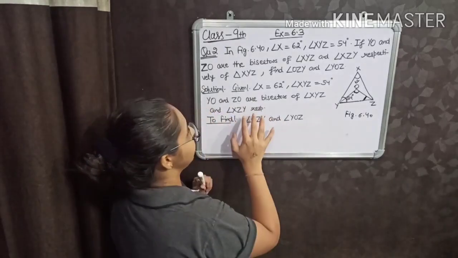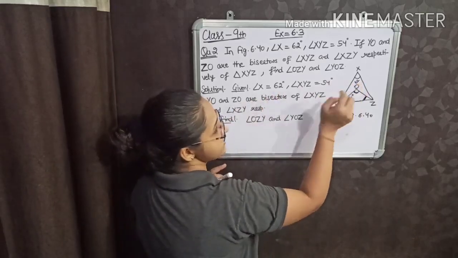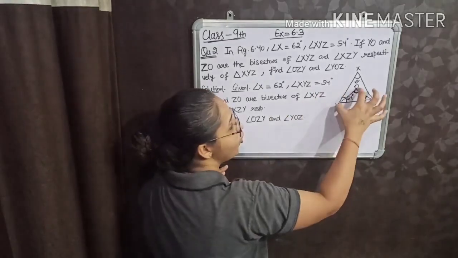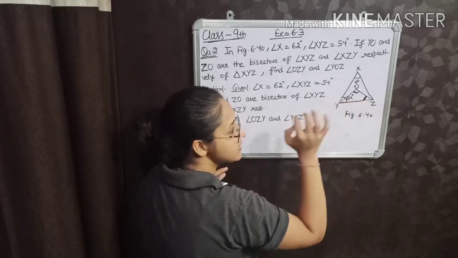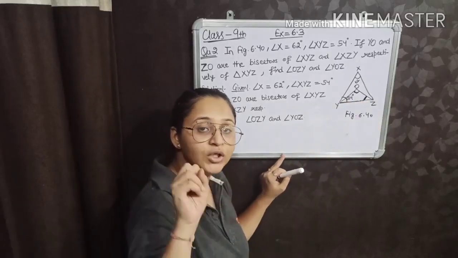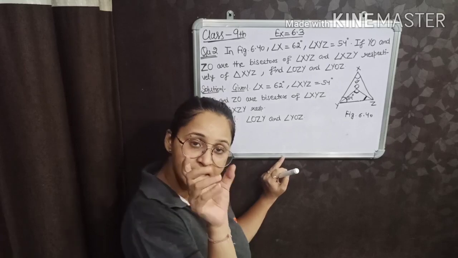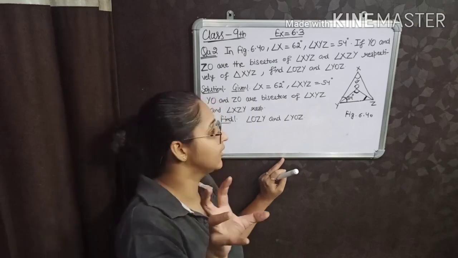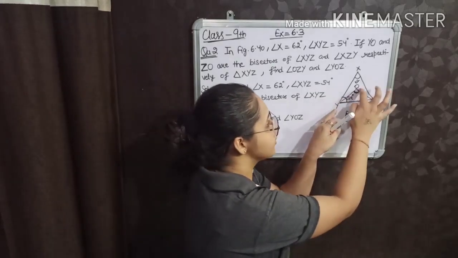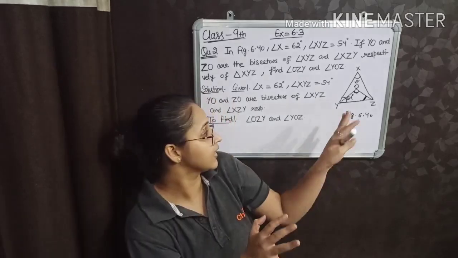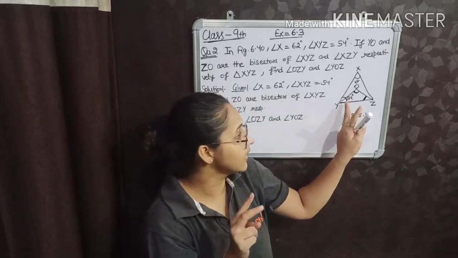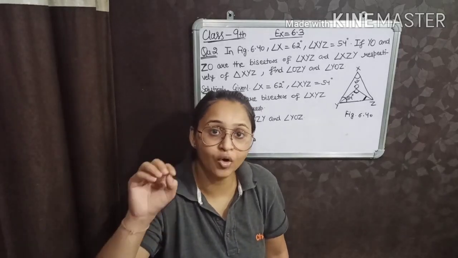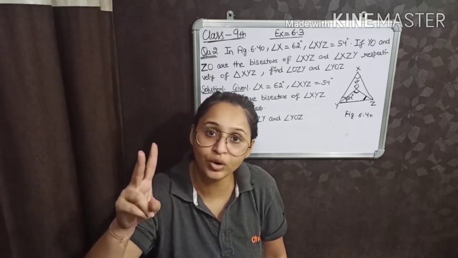Now it is given that first you will write given is angle X is equal to 62 degree, angle XYZ is equal to 54 degree. Now YO is a bisector of this angle. What does this mean? What does bisector mean? Bisector means bi means two, sect means cutting. It means this YO ray or this YO line is cutting this angle into two equal parts. Bisecting means you are dividing the angle into two equal parts.